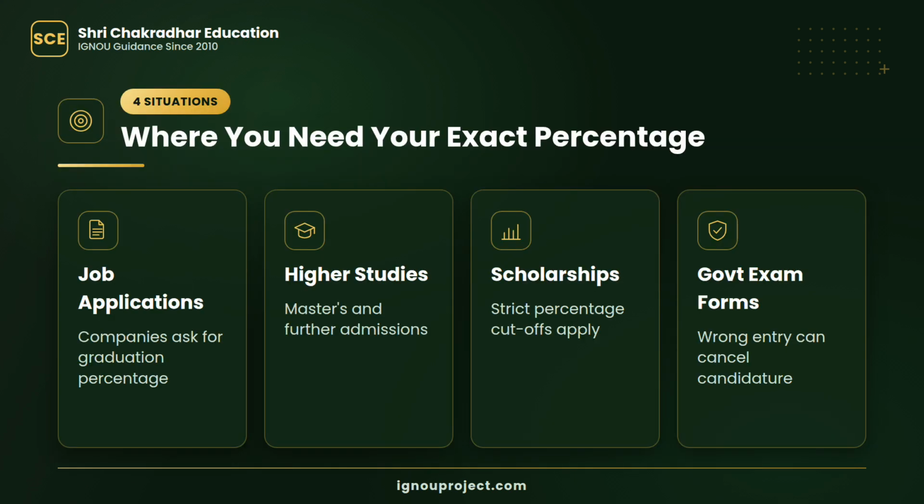You need your exact IGNOU percentage in 4 common situations. First, job applications, where companies ask for your graduation percentage. Second, admission to higher studies like a master's degree. Third, scholarships, which have strict percentage cutoffs. And fourth, government exam forms, where a wrongly entered percentage can even cancel your candidature.